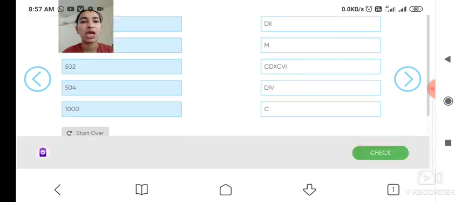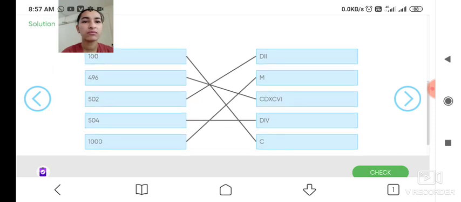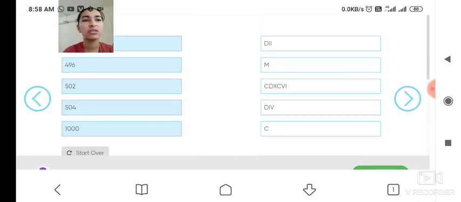I will give the answer for that. Let's see. 100 is the last one. 496 is CDXCVI. I told you DIV, but that's not correct. It is for 504. Now 502 is D and capital I 2 times. 504 is DIV and 1000 is capital M. Okay students, understand this.